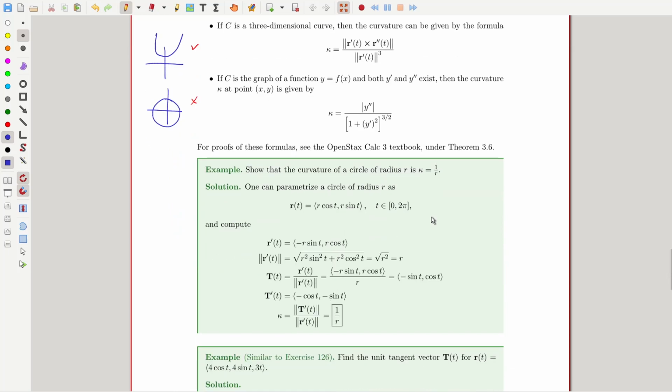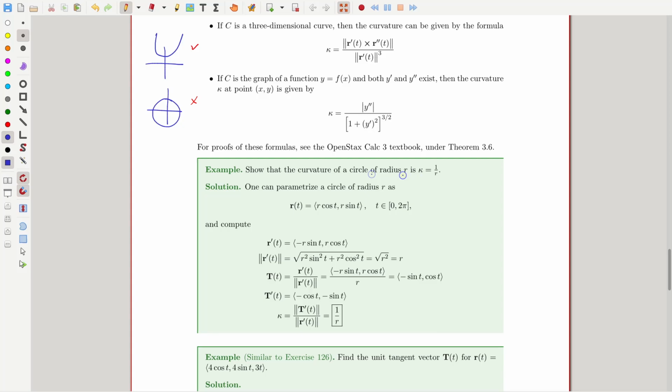Right, so let's see some examples. This first example is actually a very useful fact to know, and I ended up deriving it here. A fact that some runs of this class emphasize is that the curvature of a circle of radius r is 1 over r. It's the reciprocal of the radius.